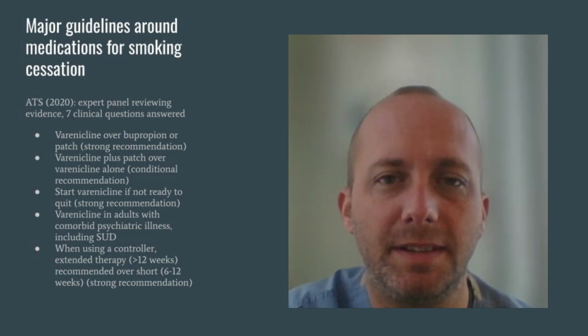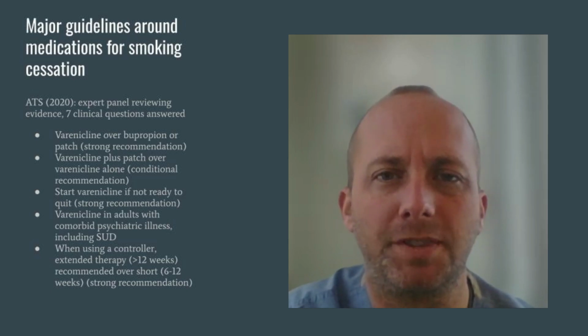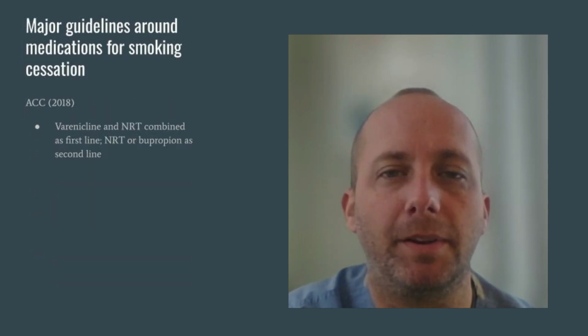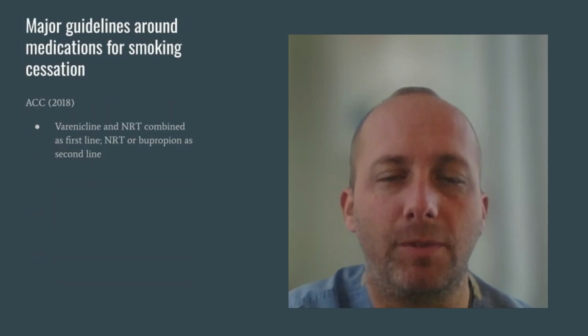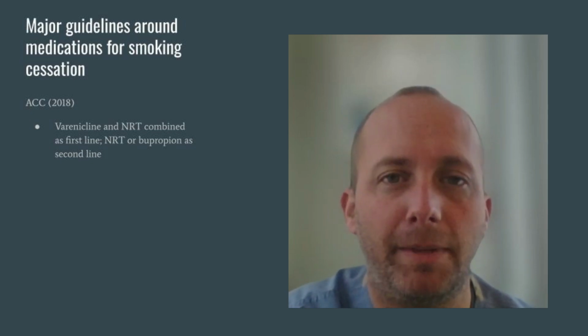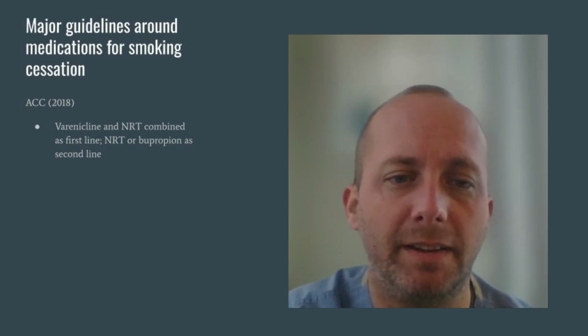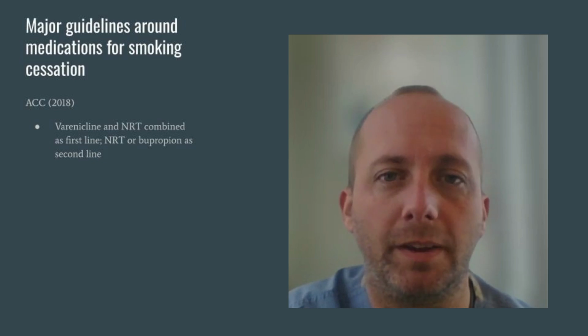Classically, we're taught just 6 weeks of maintenance therapy for tobacco cessation, but really we want to push it over 12. We see a lot higher abstinence rates if we can get to 12 weeks of the maintenance therapy. Additionally, the 2018 American College of Cardiology guidelines have varenicline listed as first line. They recommend combining it with nicotine replacement therapy. If not, just nicotine or bupropion are a good second line.